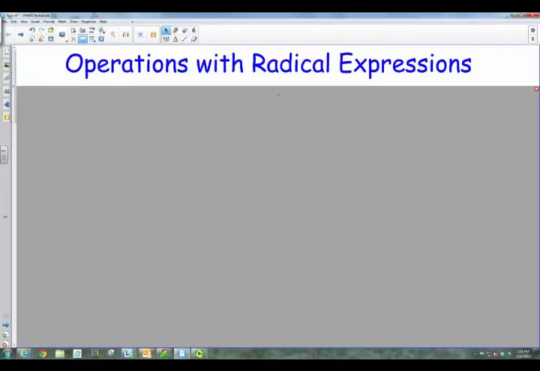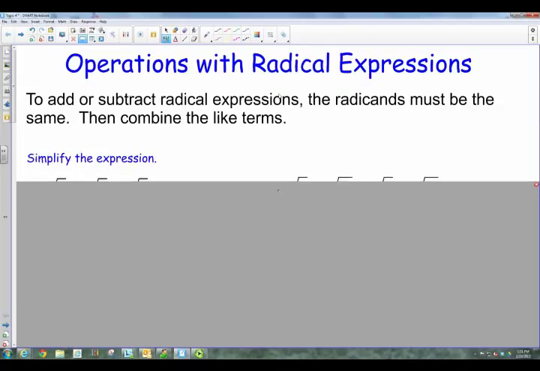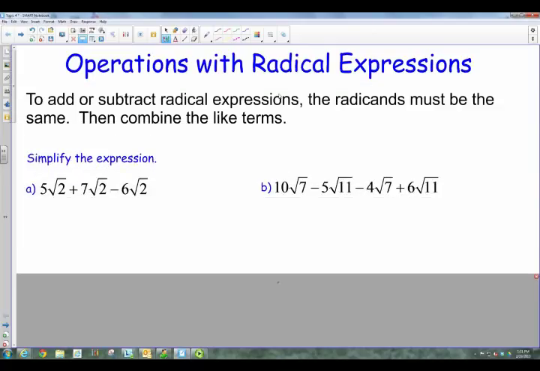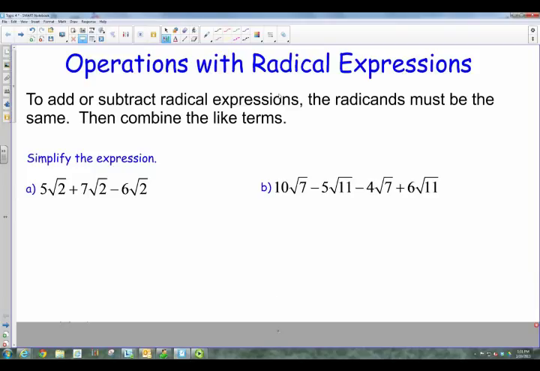Okay, we're back looking at the next section. Next section is operations with radical expressions. So radical expressions are with square roots. Now last time we looked at how to simplify them. In this section we're going to look at a few different operations.